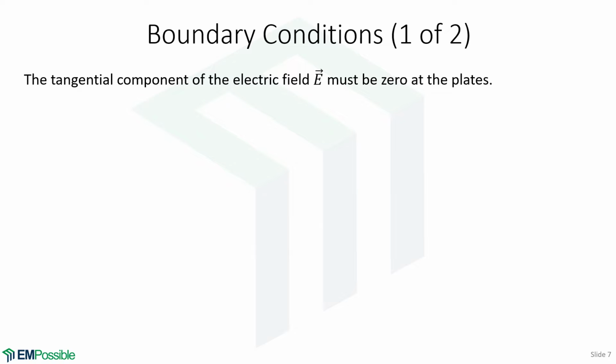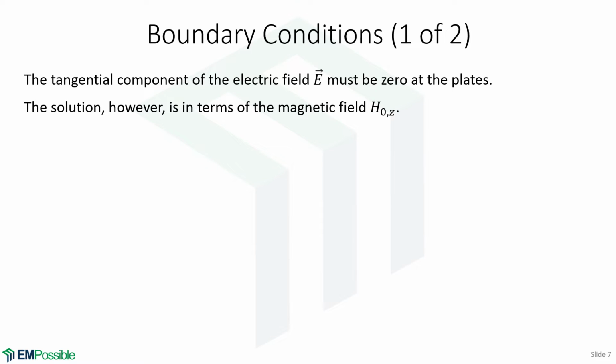Now, our boundary condition, when we have metal plates, those are perfect electric conductors. The boundary condition is that the electric field, the tangential component anyway, is 0 at the plates. Well, here's a problem. We just found a magnetic field. We right now know H naught Z. And there really is no boundary condition for magnetic fields at a metal plate. We need to apply the boundary condition in terms of the electric field.